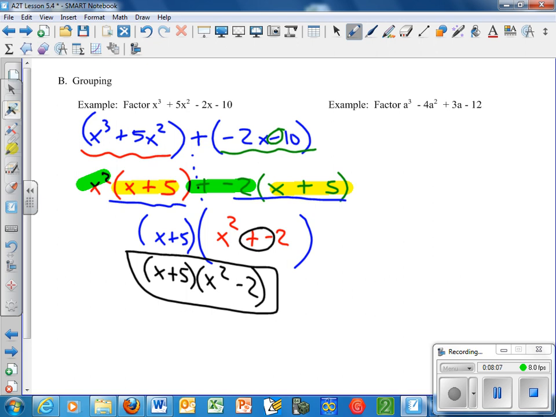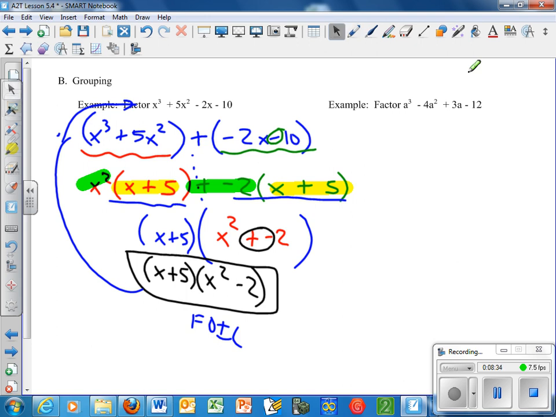factor by grouping. Now, to check this, and I'm not going to go through this whole process, but if you want, you could stop it and check it. If you FOILed this together, okay, if I FOILed these 2 binomials together, you would get the original x cubed plus 5x squared minus 2x minus 10. Okay, and you can double check that. All right, so now I'm going to go to the next example right here.